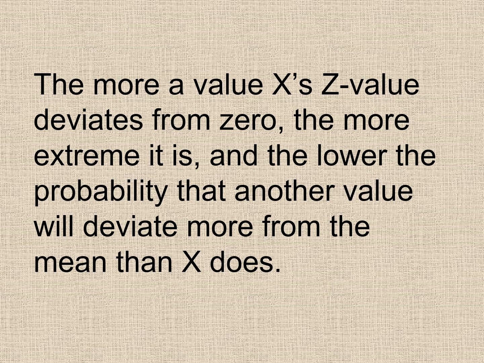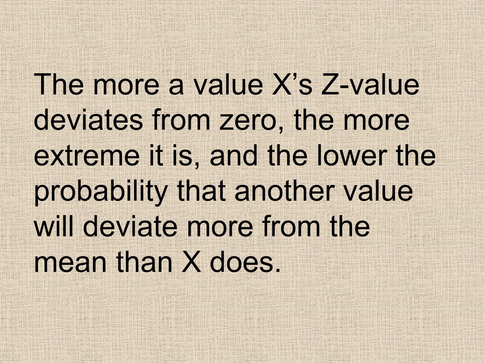Another thing we could say about the z value is that it is a measure of extremeness, how extreme a certain value is. If you transform a value x to a z value, then the more this z value deviates from 0, the more extreme the value x is. And the more extreme the value is, the lower is the probability of receiving another value that deviates even more from the mean than this value x does.